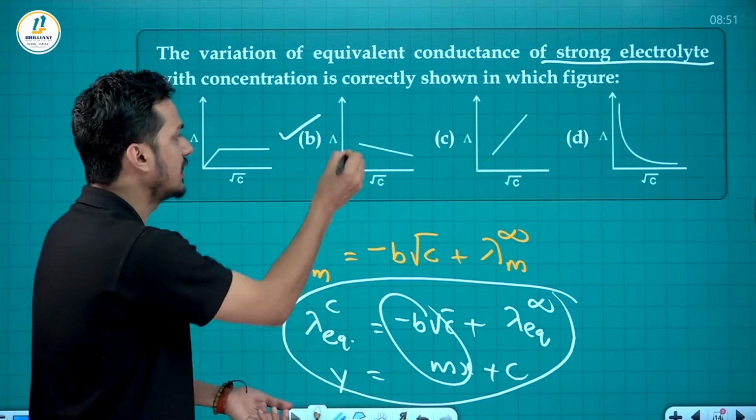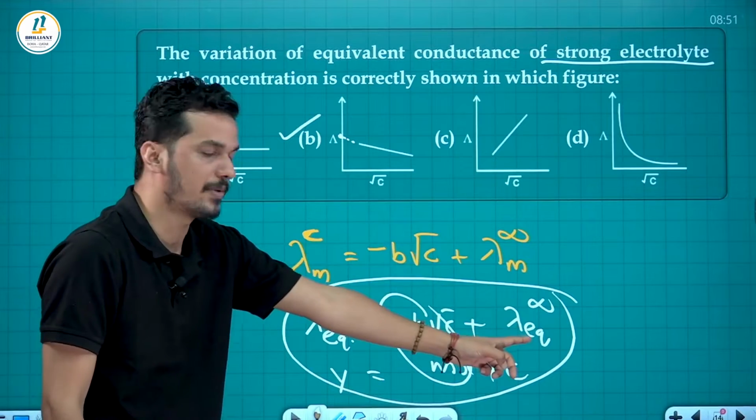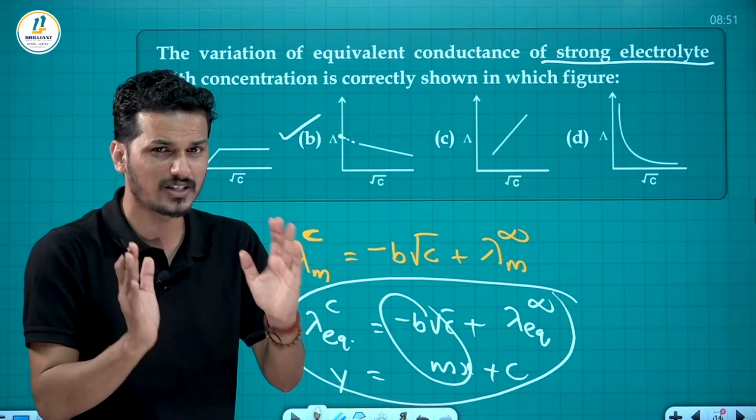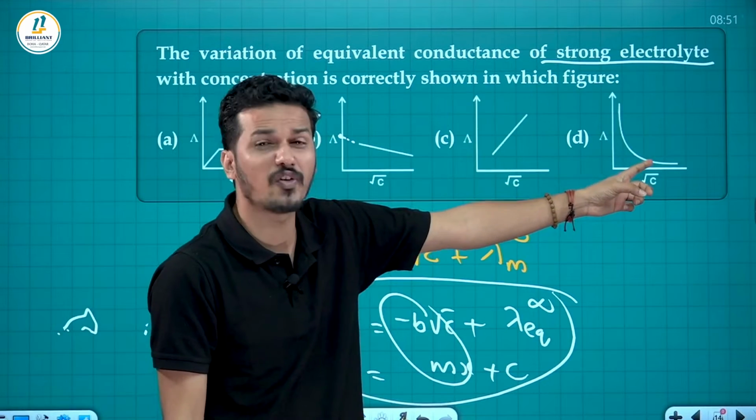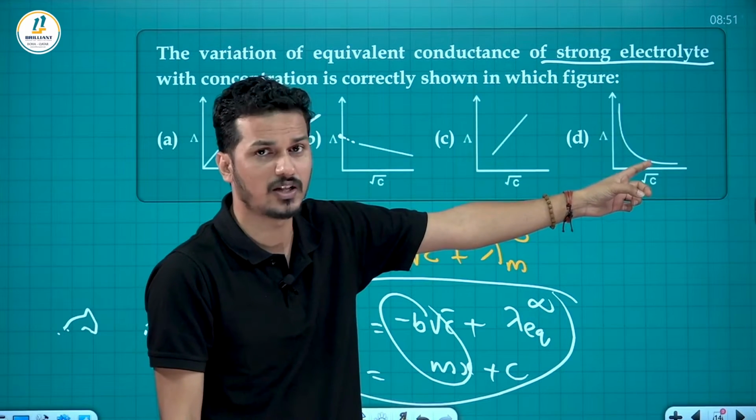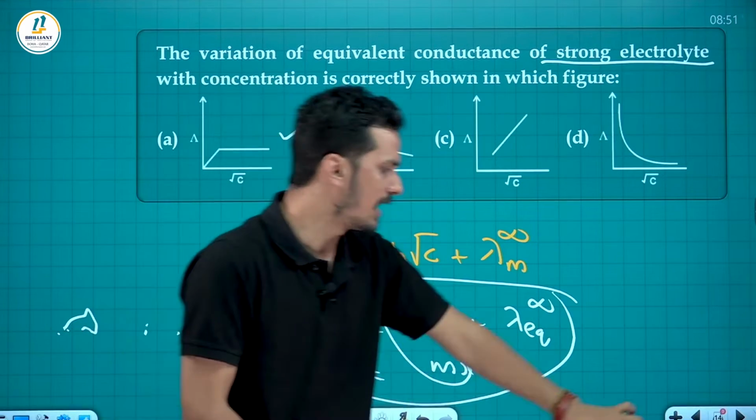While we are extrapolating, this graph will touch the y-axis at this point. That is called lambda EQ infinity. I hope you guys got the idea. So option B is the correct answer. And this D represents a weak electrolyte only. Okay, that you know, I hope so. If so, then we can move to the next question.